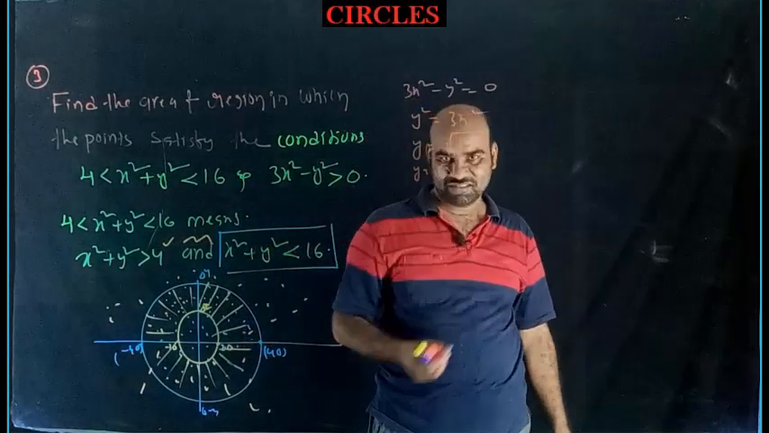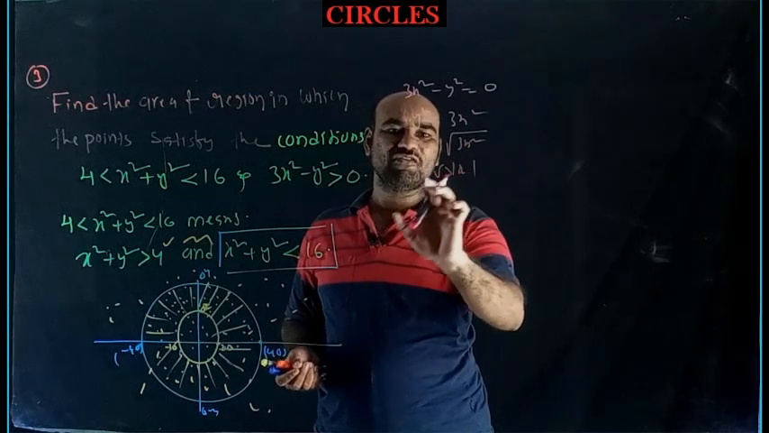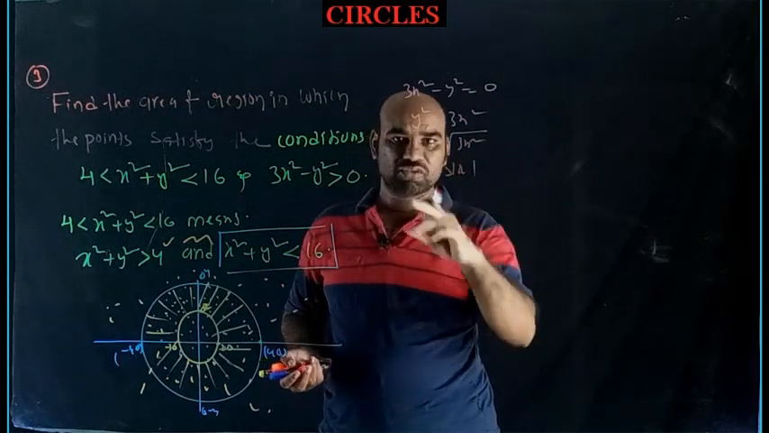It's a combination of two straight lines: y = −√3x and y = √3x. Both are passing through the origin.